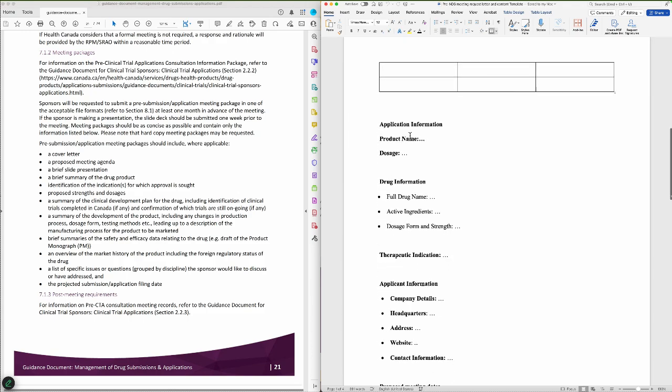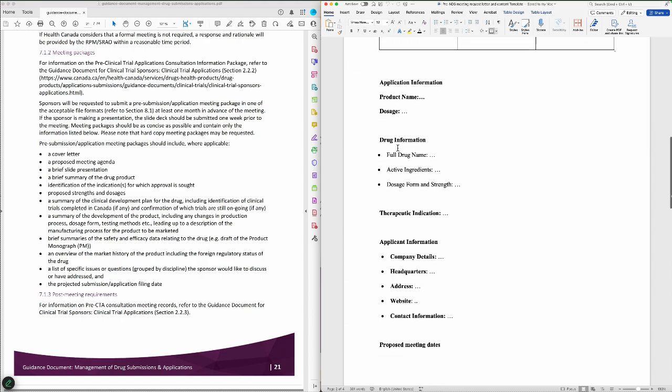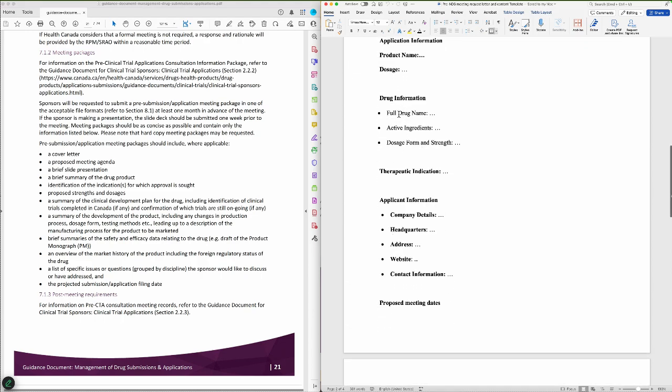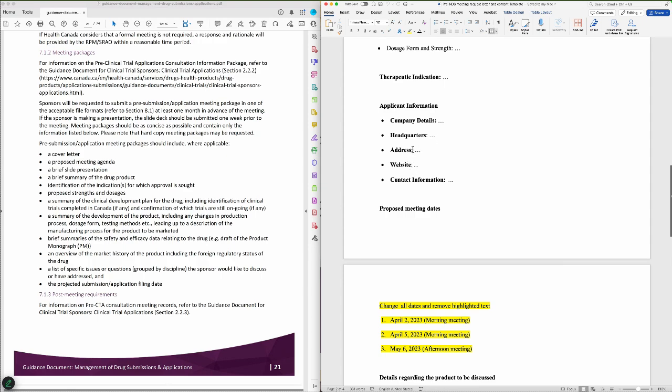Then if you have the application information, you are going to write it down. You have your product name. You also talk about the dosage. Don't forget this is the template for the cover letter, but still we have to add the information into this template as well. And then we have the other information to add, like full drug name, active ingredients, dosage form, strengths, etc. Then we talk about the company details, headquarters, addresses, website URLs, etc.